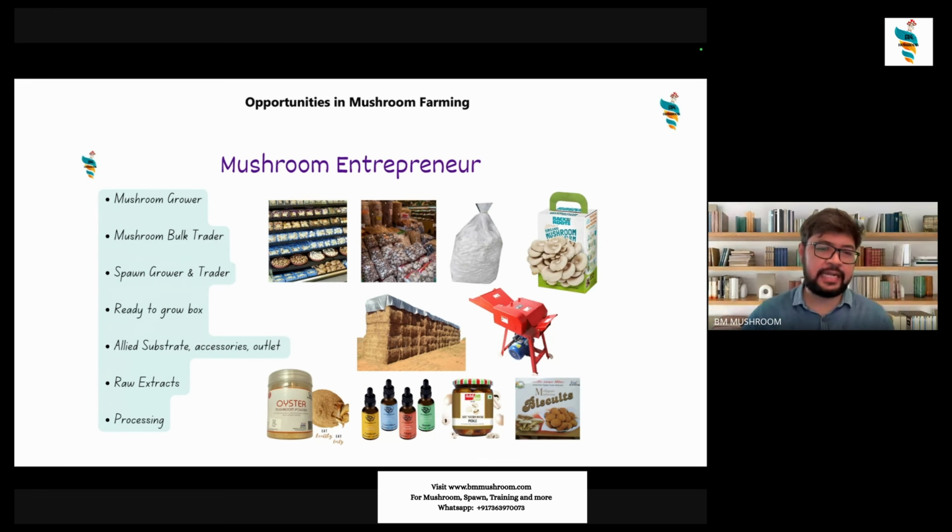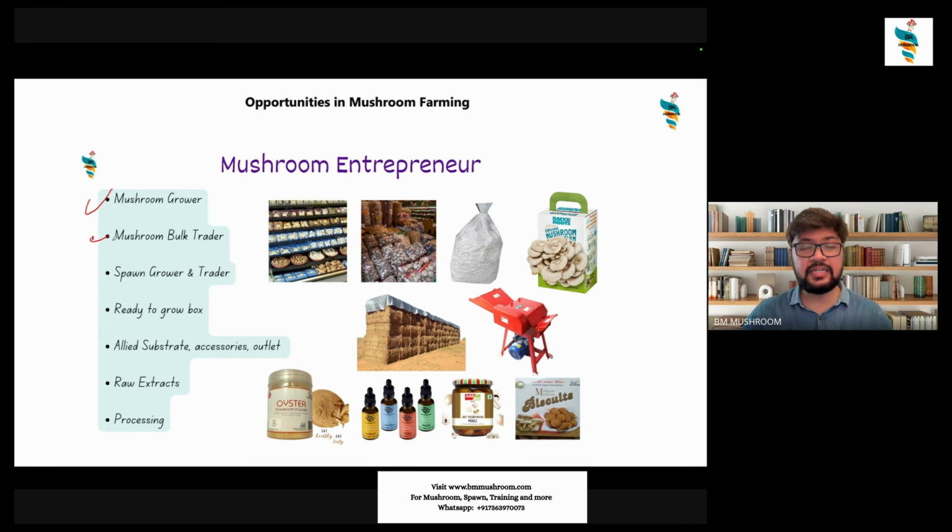See, one of the categories is mushroom grower. There are growers, cultivators who are growing mushroom and selling them either in fresh form, dried form, directly to the traders or in a retail shop. So simply growing mushroom is in itself a big market.